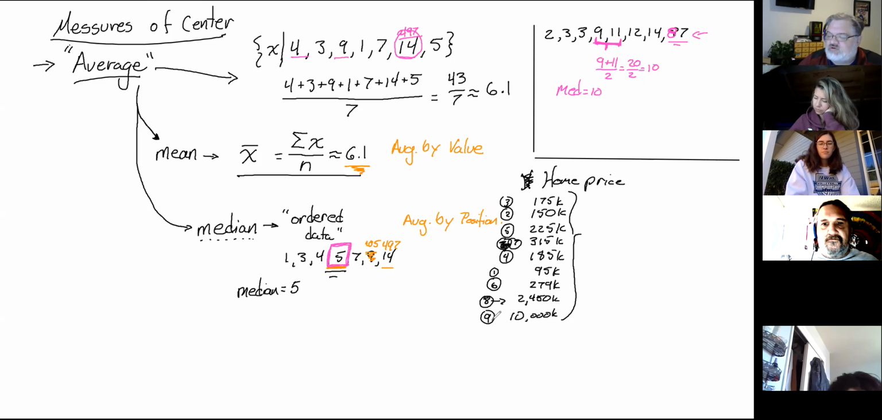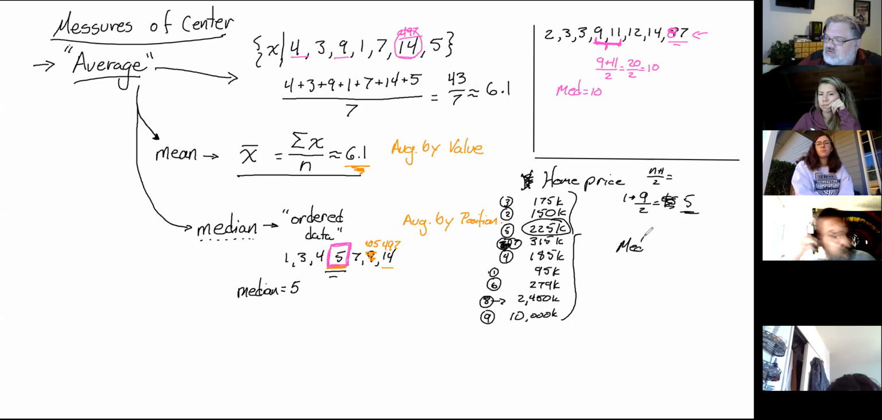So if we look at the order, out of 9, which one's going to be our median? Well, 9 divided by 2 would be 4.5. Actually, we have a rule here: take n plus 1 divided by 2 to find the middle value. So 9 plus 1 divided by 2 is 10 divided by 2 is 5. So 5 is the central value. So 1, 2, 3, 4, 5. This 225K, that would be our median.